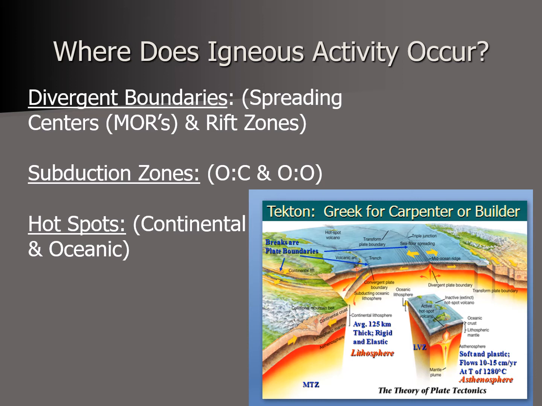So we don't have active volcanoes, melt, and igneous activity just anywhere. There are 3 basic settings under which this is going to happen. Number 1, divergent boundaries. In your oceanic settings, these are known as mid-ocean ridges, MORs, and spreading centers. But in the continental setting, they're known as rift zones. Don't forget that we have only one example of an active rift on this planet today, and that is the East African rift.